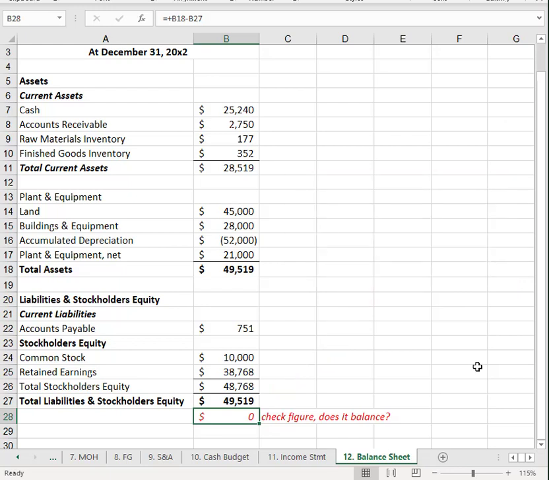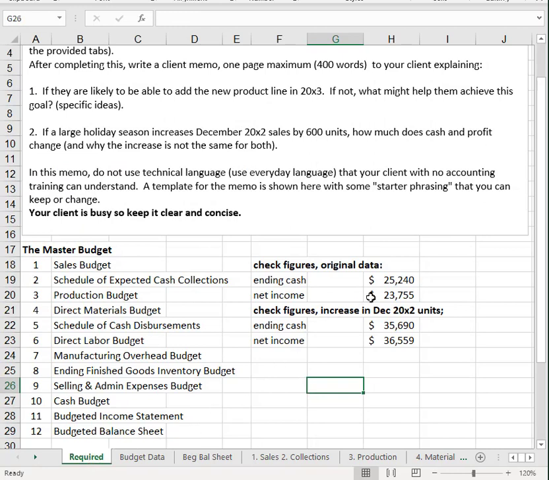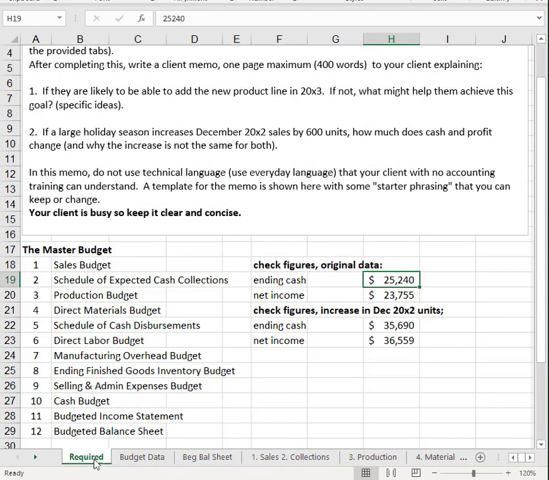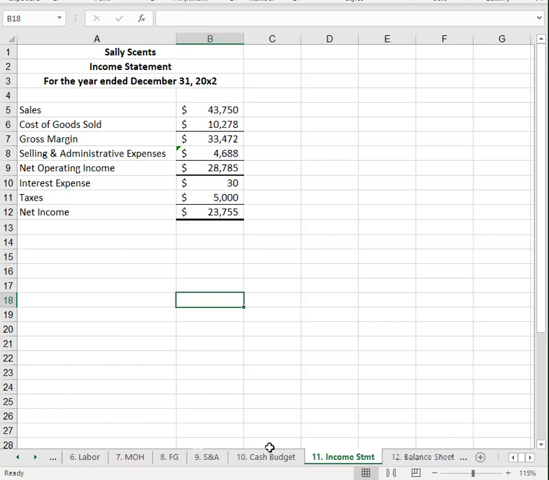All right. So now I wonder if our model is in good shape. Here's how you can tell. Notice that we have these check figures. Let's see if we agree. Ending cash, was our ending cash $25,240? It was. So our model right now is looking pretty good. All right, let's go back here. Net income, was our net income $23,755? Go look. $23,755. Okay, so you've passed the first hurdle if you've got that.